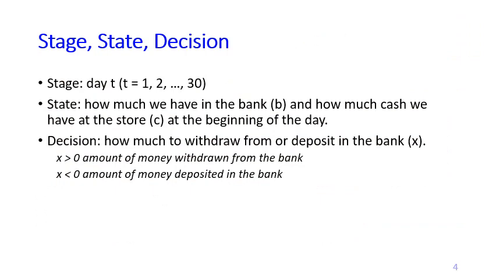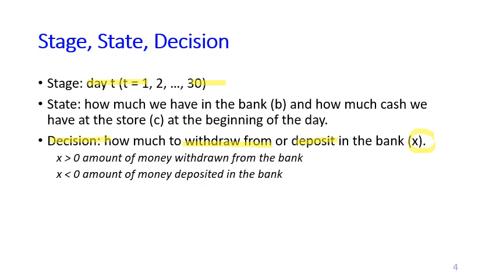Let us define the stage, state, and decision for this problem. The stage is kind of obvious. It's the day t. We have stage 1 up to stage 30. And the decision is also quite straightforward. We just need to decide at the beginning of each day how much money we withdraw from the bank or deposit in the bank. And it is denoted by x.